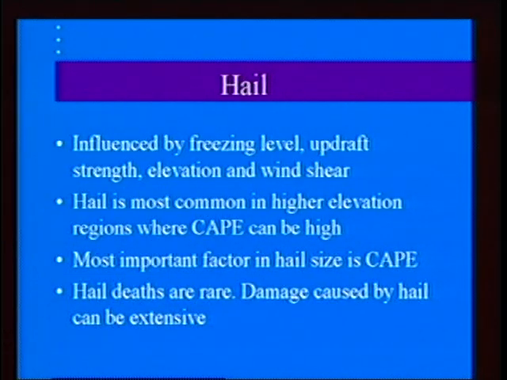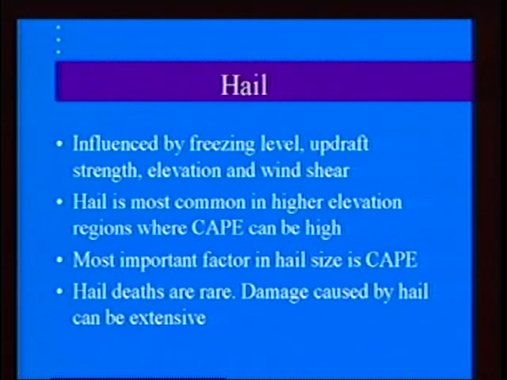A location in the United States where you find this combination of instability and high elevation is in the high plains and adjacent regions to that in the middle part of the United States. So like Wyoming, Colorado, Kansas, Nebraska, that region in there, where you have that combination, that region of the country tends to have the largest hail. So as I mentioned, the most important factor in hail size is going to be CAPE, the amount of instability.